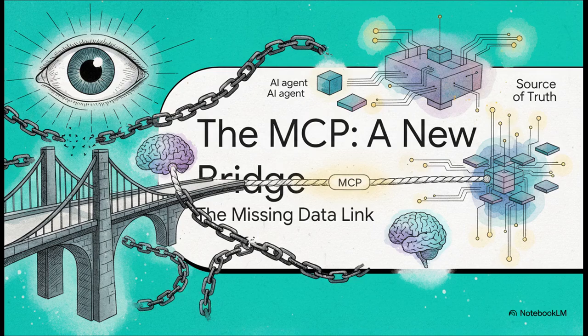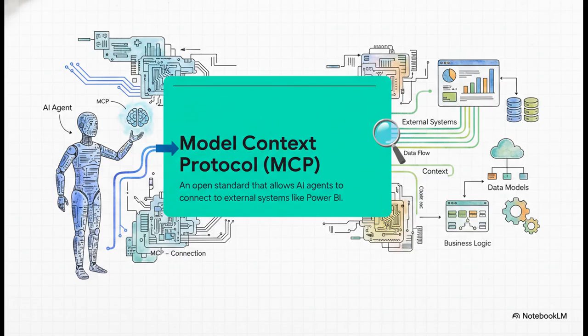Well, that's where the solution comes in. It's called the Model Context Protocol, or MCP for short. Think of it as the missing link we've all been waiting for, connecting our AI agents directly to the source of truth, our data. So what is it really? At its heart, the MCP is an open standard. That means it provides a common language that lets an AI agent, like GitHub Copilot, forge a direct connection to an external system, like Power BI. And that connection is absolutely the key. It's what allows the AI to finally get the full context it needs about your data models and all that critical business logic you spent so much time building.